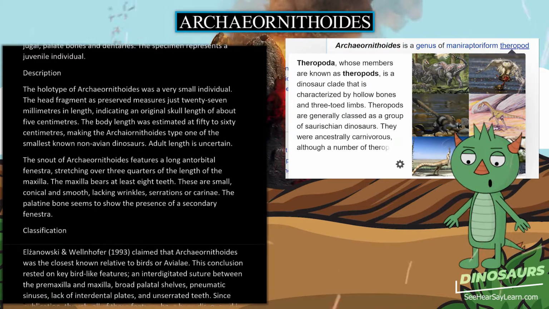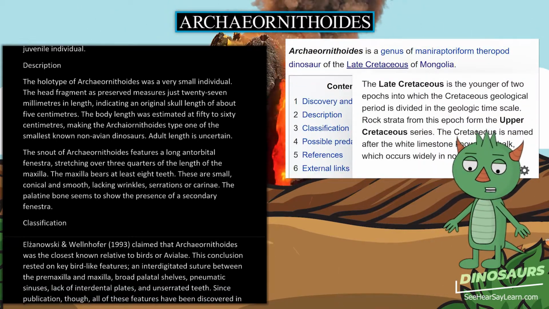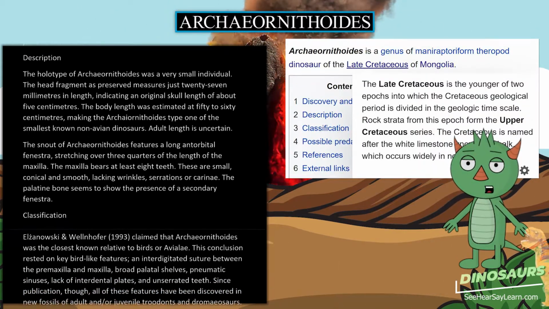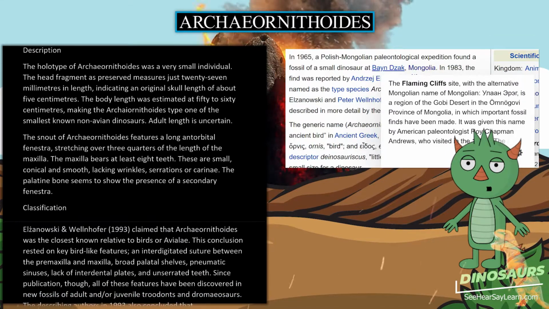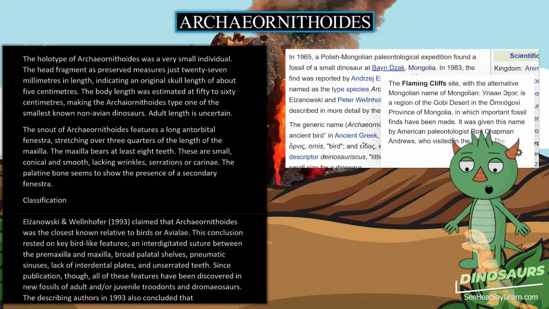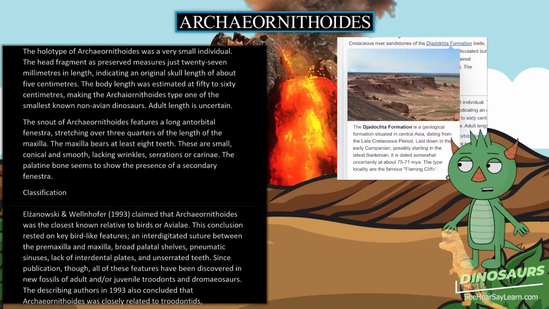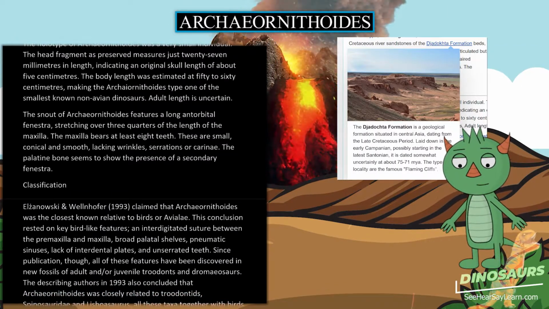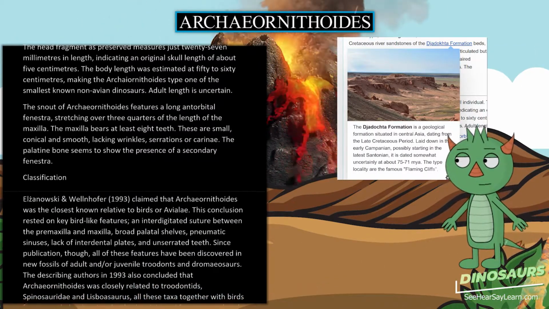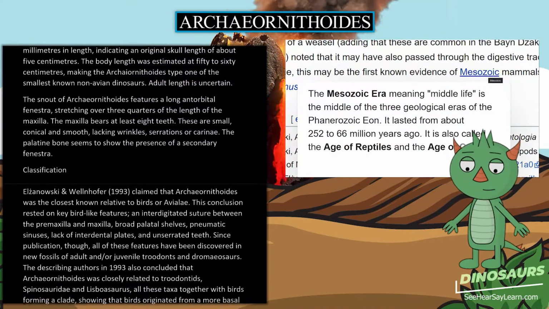The snout of Archaeornithoides features a long antorbital fenestra, stretching over three-quarters of the length of the maxilla. The maxilla bears at least 8 teeth. These are small, conical and smooth, lacking wrinkles, serrations or carinae. The palatine bone seems to show the presence of a secondary fenestra.